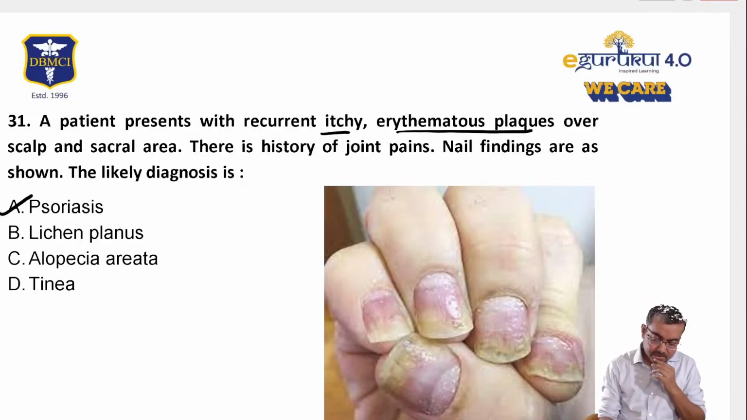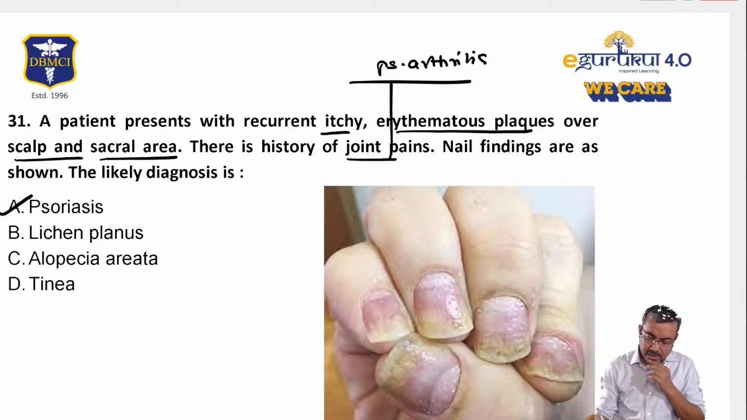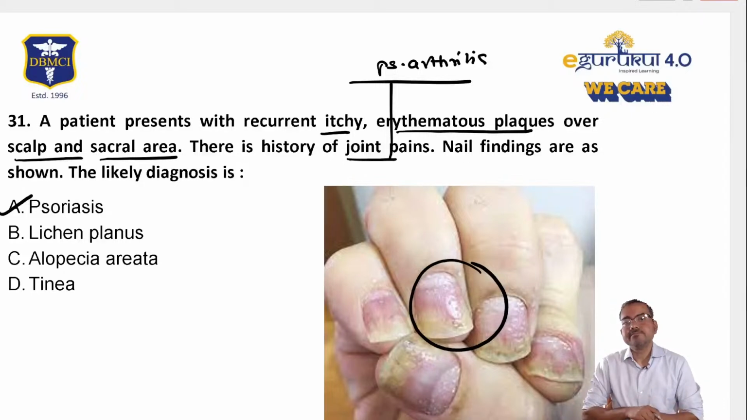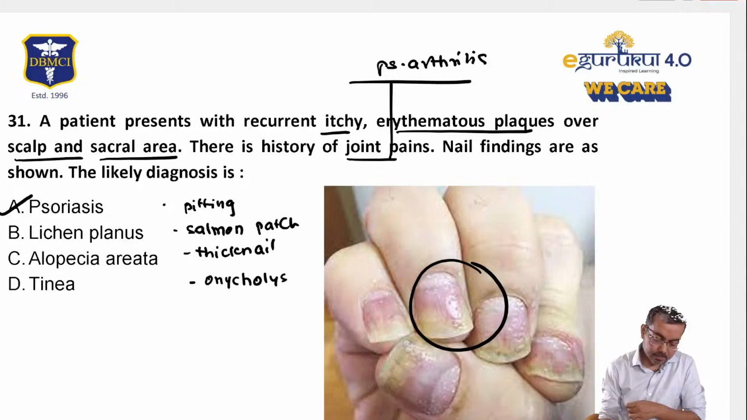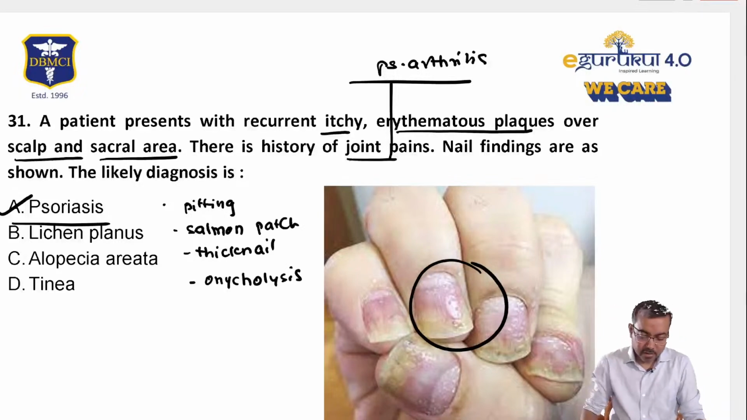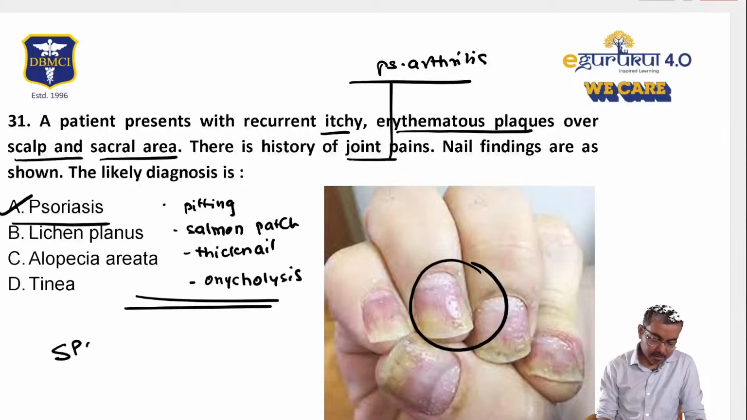So itchy erythematous plaques, scalp, sacral areas, joint pain means obviously psoriatic arthritis, right? And this is the nail finding, clear? And this nail finding is usually going to be pitting, salmon patch, thick nail, and onycholysis, the nail separates, okay? So this will be typically psoriasis, it should not be difficult to understand. Usually we remember it by the word SPOT: Salmon patch, Pitting, Onycholysis, and Thick nail.